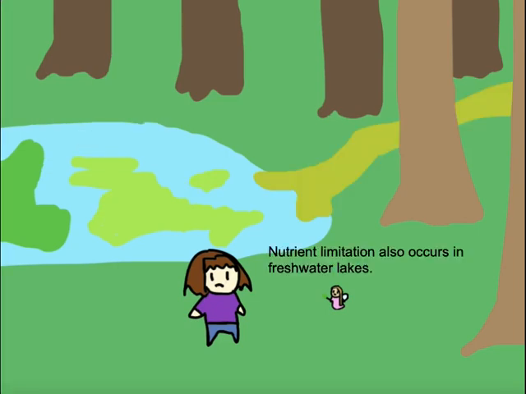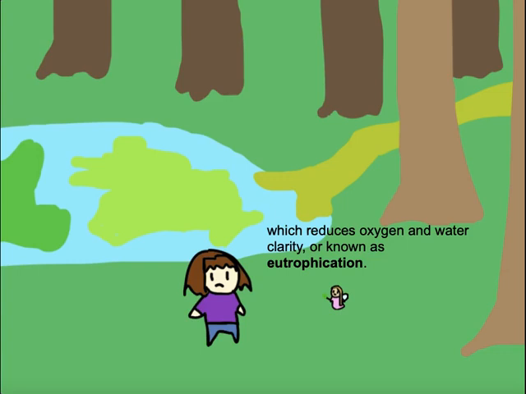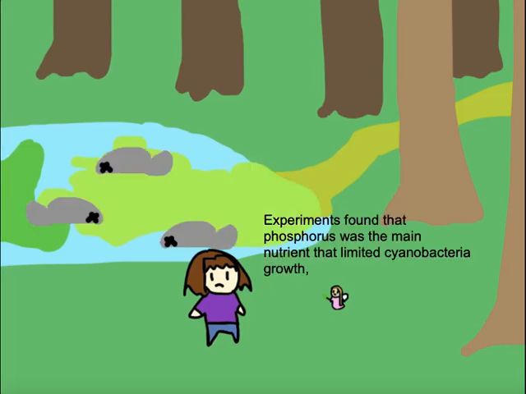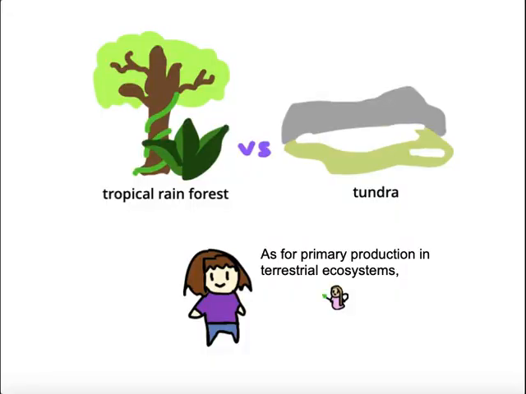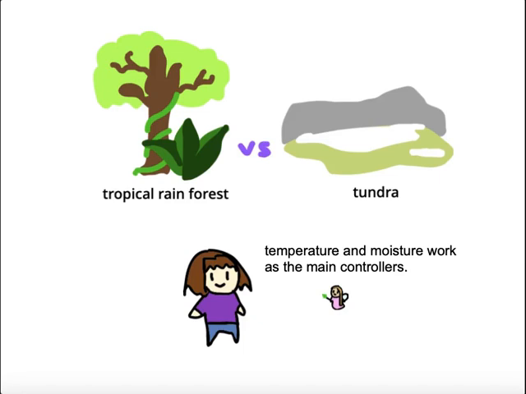Nutrient limitation also occurs in freshwater lakes. Sewage and fertilizer runoff from farms stimulate rapid growth of cyanobacteria and algae, which reduces oxygen and water clarity, known as eutrophication. This usually causes the loss of fish species. Experiments found that phosphorus was the main nutrient that limited cyanobacteria growth, and so research has gone into making phosphorus-free detergents. As for primary production in terrestrial ecosystems, temperature and moisture work as the main controllers.